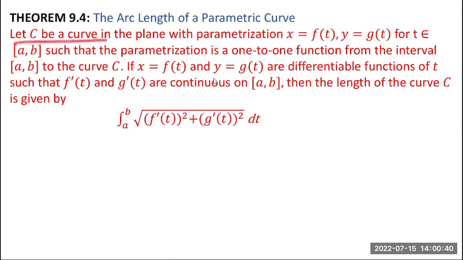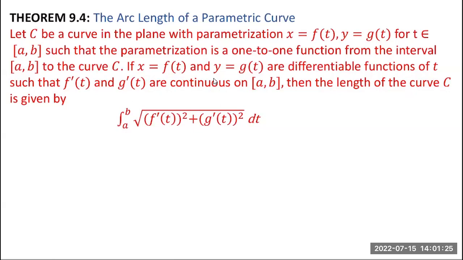Let C be a curve in the plane with parametrization x is equal to f of t, y is equal to g of t for t in the interval a comma b, such that the parametrization is a one-to-one function from the interval a comma b to the curve C. If x is equal to f of t and y is equal to g of t are differentiable functions of t such that f prime of t and g prime of t are continuous on the interval a comma b, then the length of the curve C is given by this definite integral from a to b of the square root of f prime of t squared plus g prime of t squared dt. Okay, that's the bottom line.